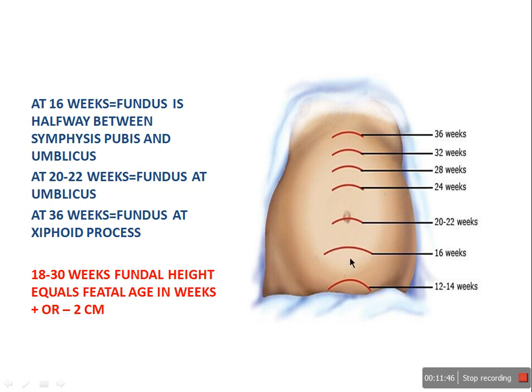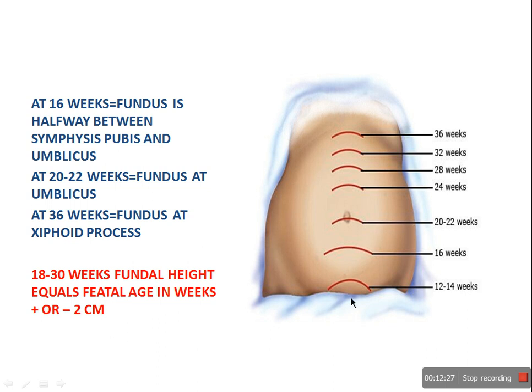When it is 20 to 22 weeks, you can see the fundus at the umbilicus. If the fundus is at the umbilicus, you can say the baby is around 20 to 22 weeks. Then at 36 weeks, the fundus will be at the xiphoid process. From 18 to 30 weeks, the fundal height equals fetal age in weeks, plus or minus 2 centimeters.